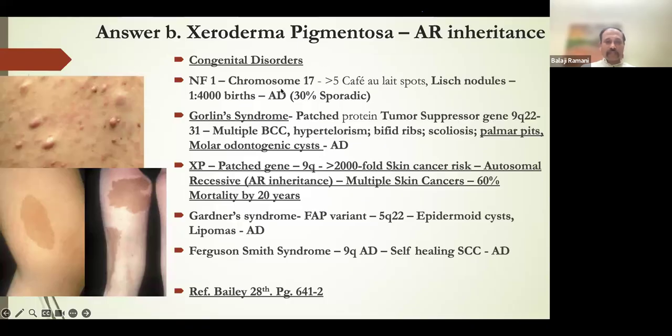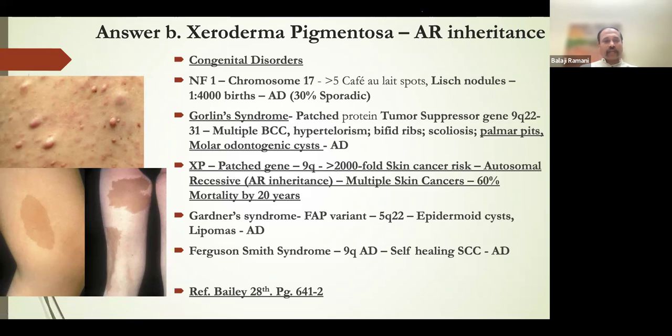It is again an autosomal dominant syndrome, based on chromosome 17. So chromosome 17, more than 5 café-au-lait spots, presence of Lisch nodules, autosomal dominant inheritance, and it can at times be sporadic also. Most of it is congenital, but around 30% can be sporadic. So all these are the various congenital disorders that are associated with cutaneous tumors.